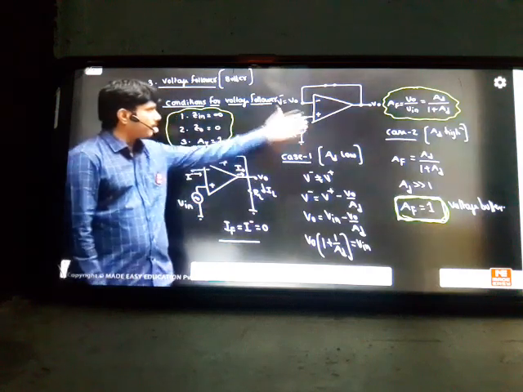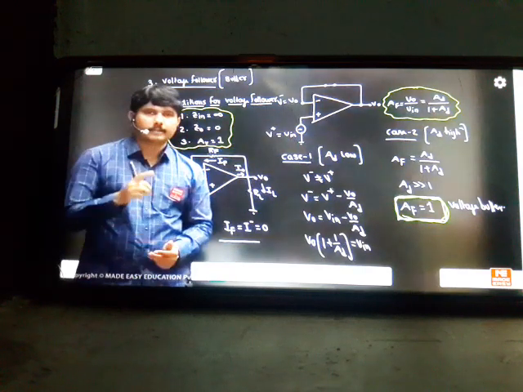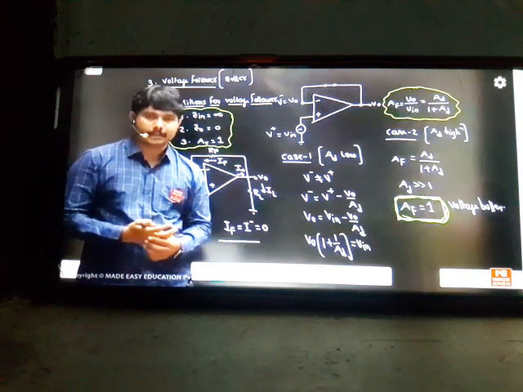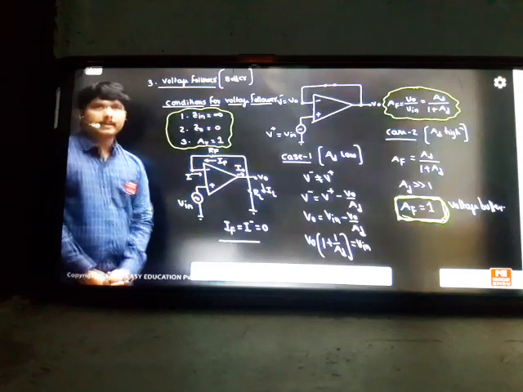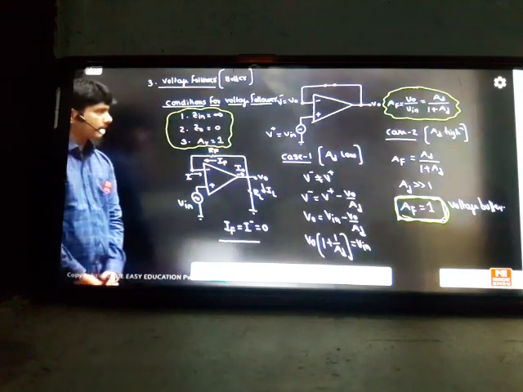So don't forget the structure. This is a buffer. A buffer is nothing but a simple short circuit between output and V minus. That is the buffer technique. Happily, I covered the 3 amplifiers already. This is a special amplifier I have created.